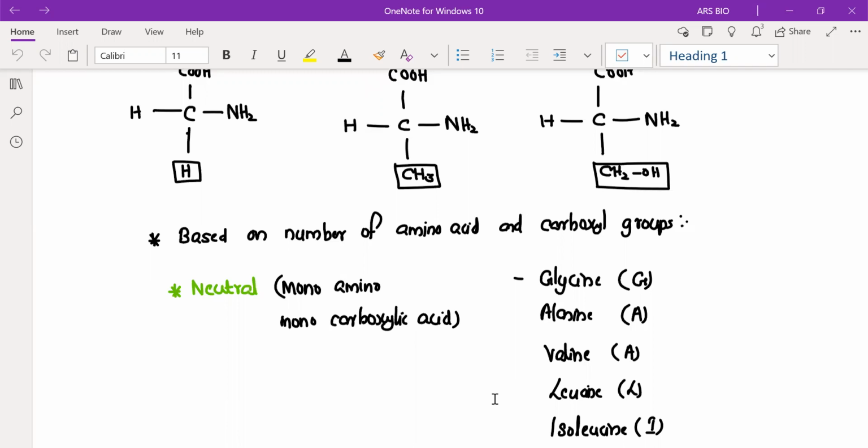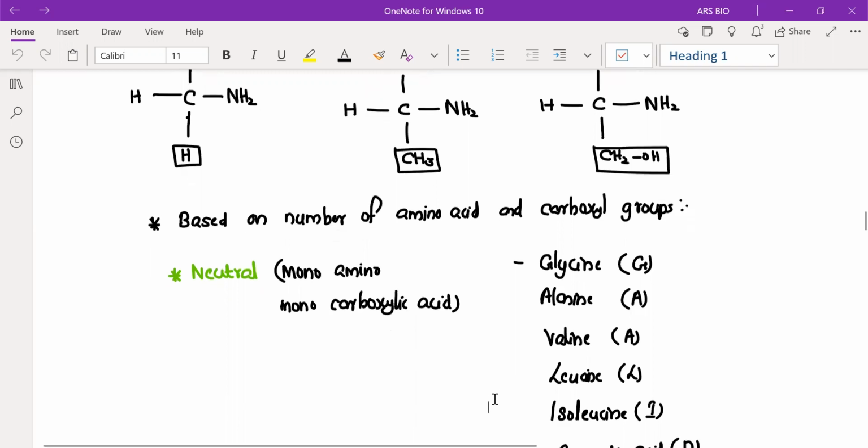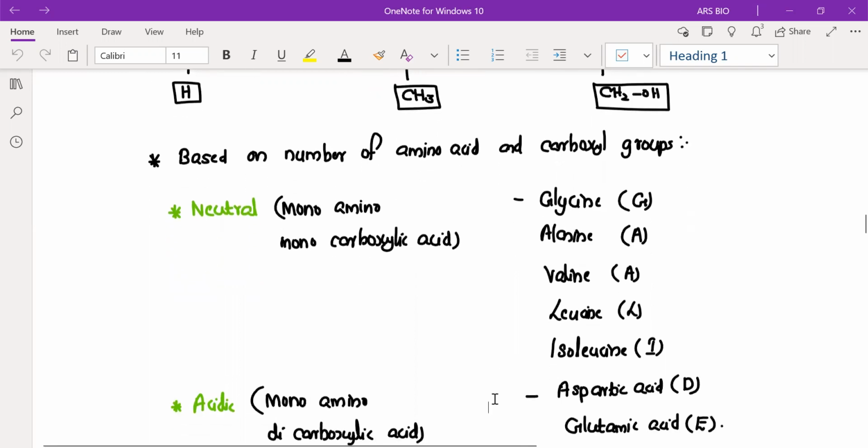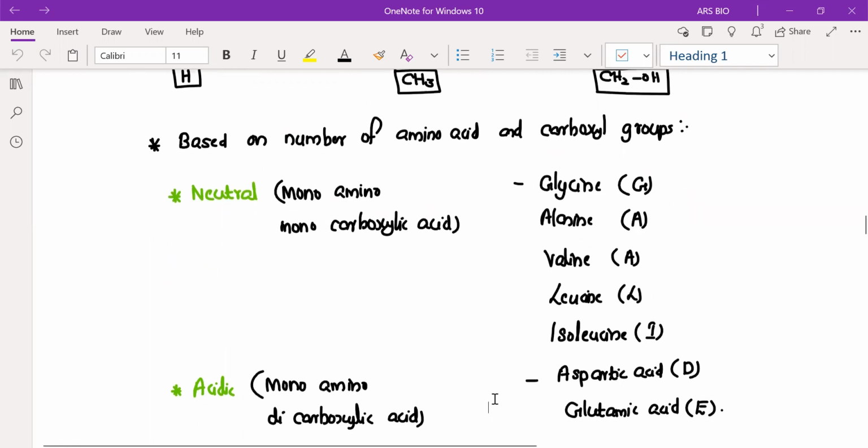Second one, the carboxyl groups or the acid groups are also there. Now, based on the number of amino and carboxylic acid groups, we can classify amino acids into several types. Mainly three types we can classify. First of all, the neutral amino acids.